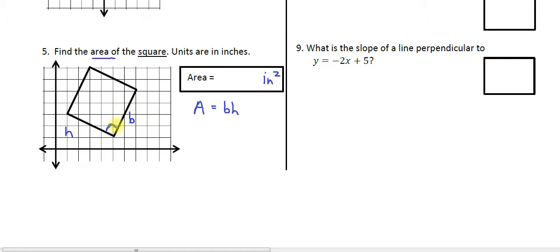Let's find the length of this side, which we're calling our base. We're going to use Pythagorean theorem for that because it is not a vertical or horizontal side. Let's make a right triangle. The length of this leg is 2. The length of this leg is 1, 2, 3, 4. That means to find the length of our base, we're going to use Pythagorean theorem. 2 squared plus 4 squared.